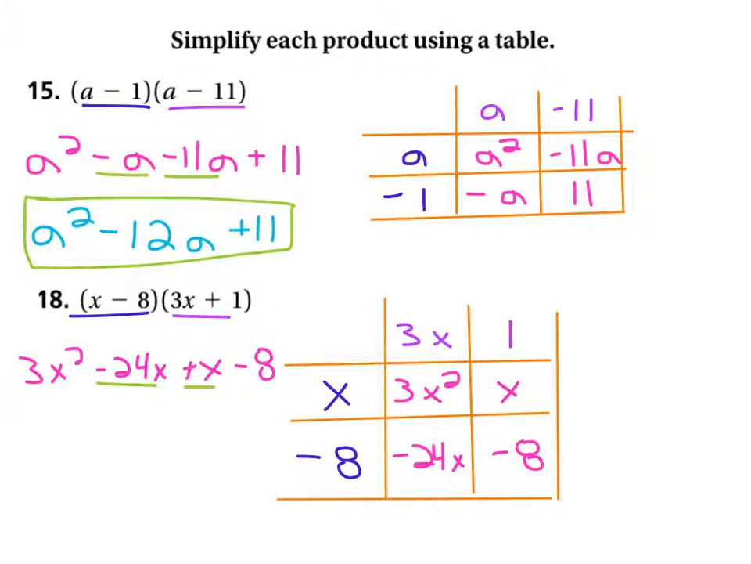Now we're going to identify what the like terms are. Well, they're the x terms. There's this and there's this term right here. So if we were to combine them, we would first get the 3x squared, but we would get -24 plus 1 is -23. What are they? They are x's. And then your -8 at the end.